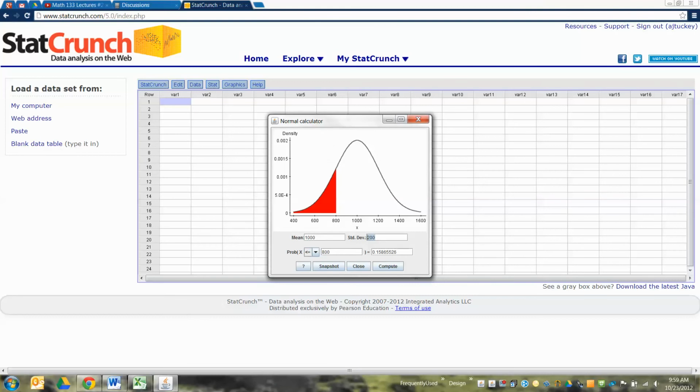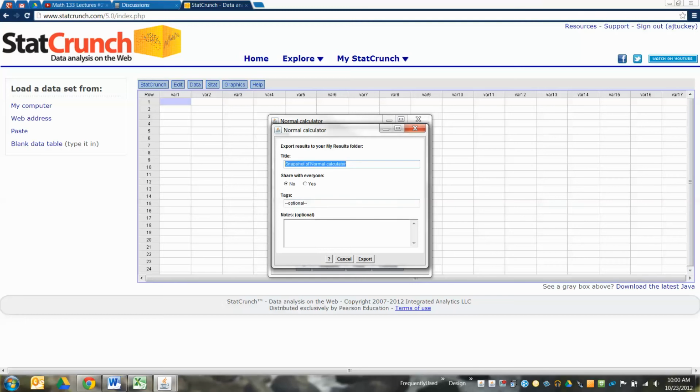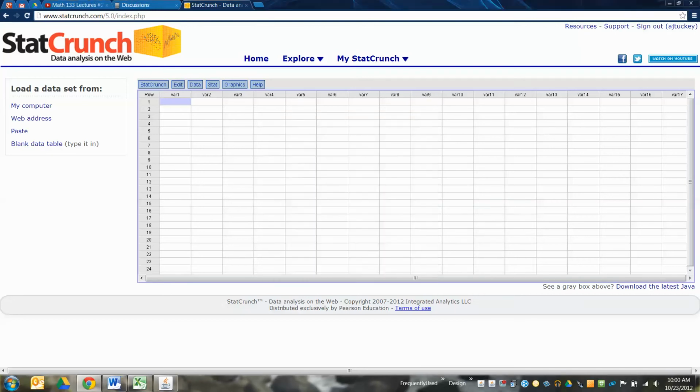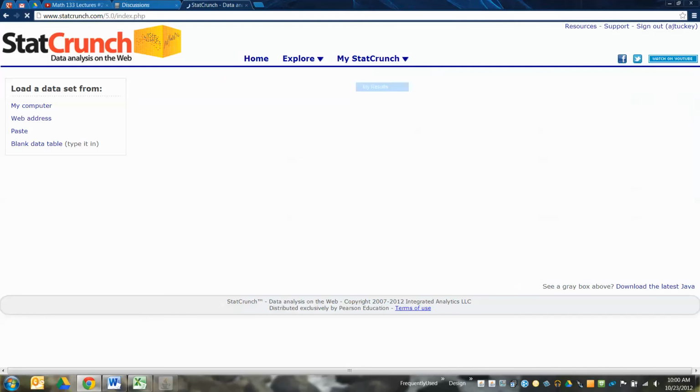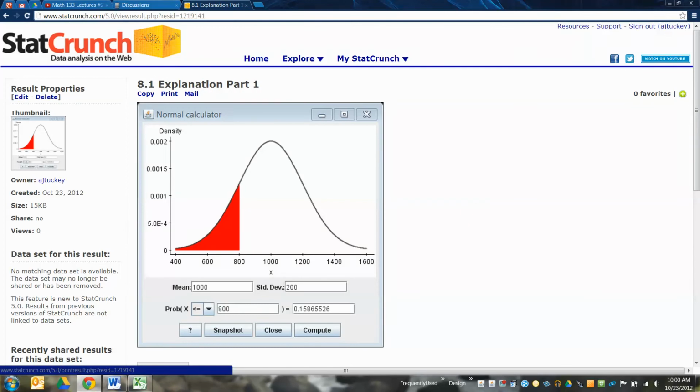Cool. All right, now I'm going to do it again, but I'm going to change the standard deviation to 36.5, which is what it is for the second one, right? And look, it's so tiny, it's not even graphing it. Take a snapshot. And then 8.1 explanation. I think I called it 1 and 2, so let's do that. Export. Okay, let me go to my results, remember? Oh, I called it part 1. Oh, well. Click on that.